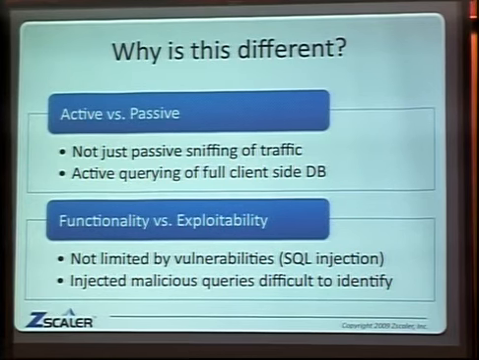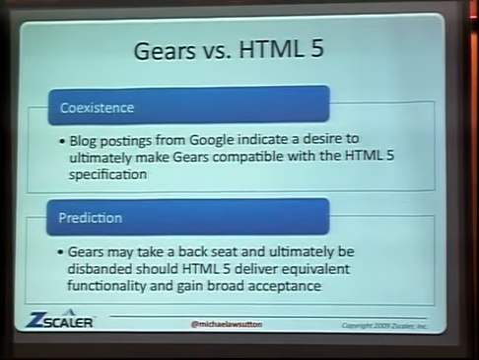And this is functionality. It's not exploitability. With a traditional SQL injection attack, I have to find something that's vulnerable, so I couldn't do that on any site. In this case, if I can inject my JavaScript, it's functionality. I can query the client-side database. Gears versus HTML5, again, these are not competing technologies. Expect Gears to actually fade away as HTML5 becomes more available. Today the relational database component of HTML5 is really only available to WebKit-based browsers. So that's primarily Safari and Chrome.